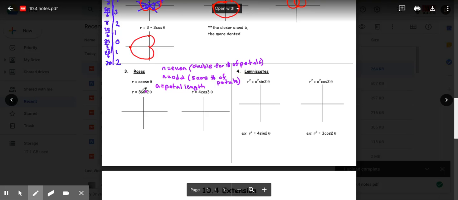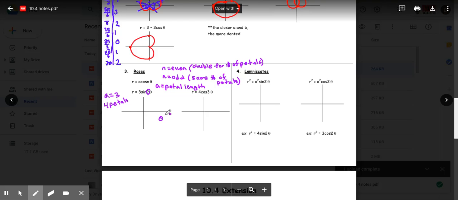So here our petal length is 3. And since this number here is even, we're going to have double that. We're going to have 4 petals. All right, and we're going to actually go through and do one of these at least.